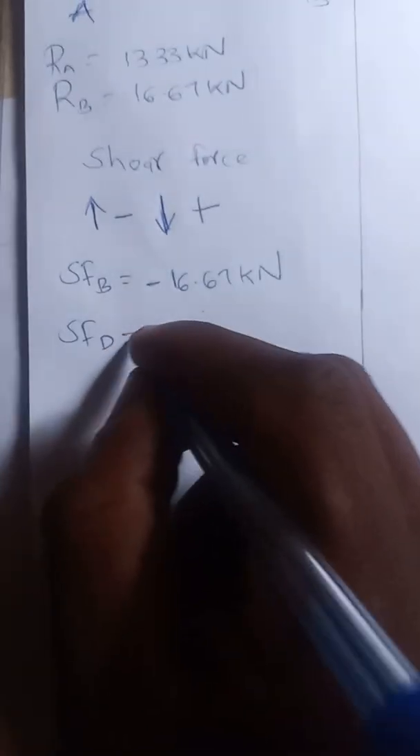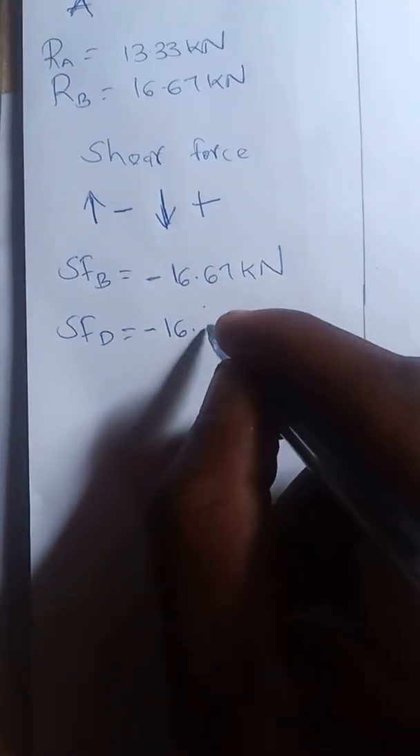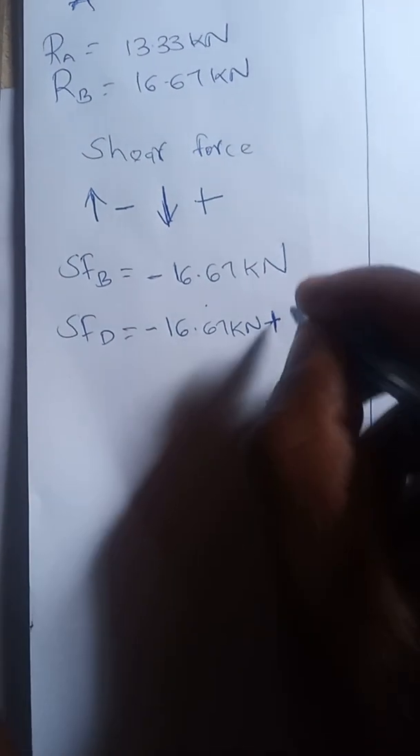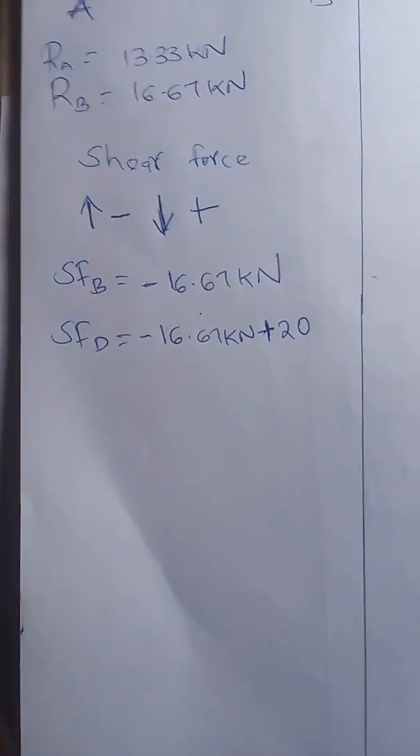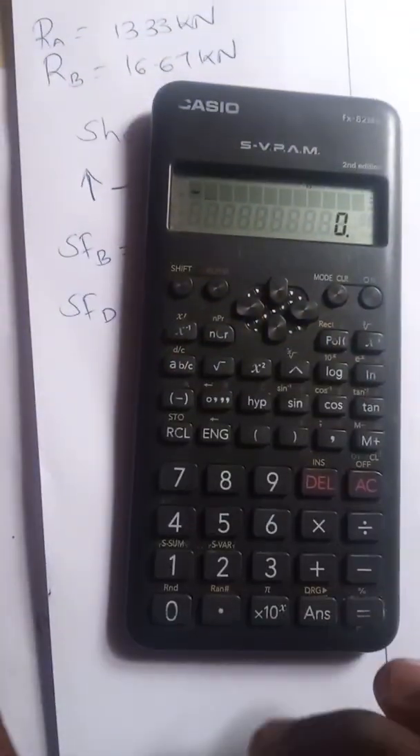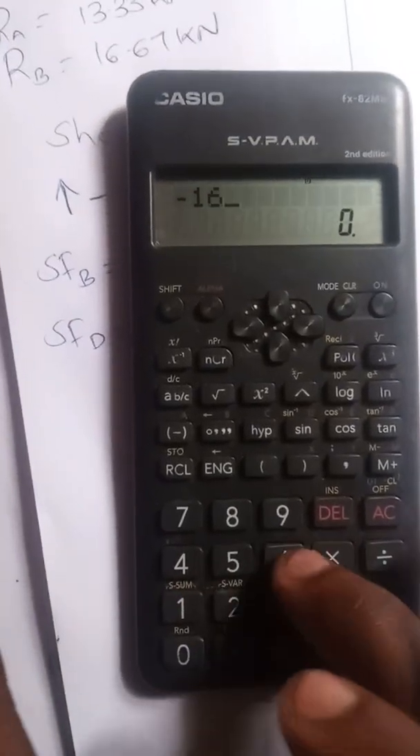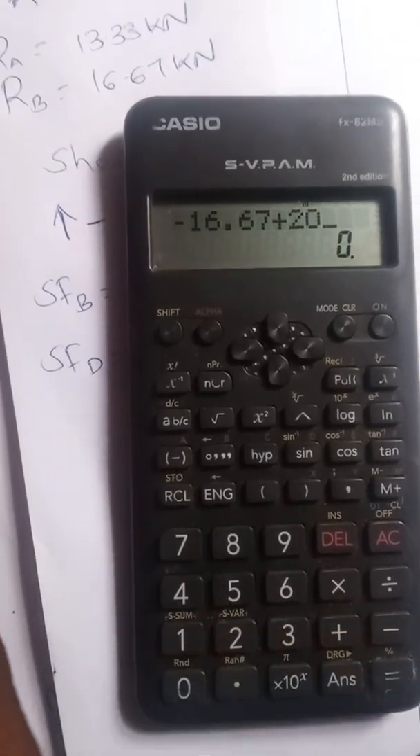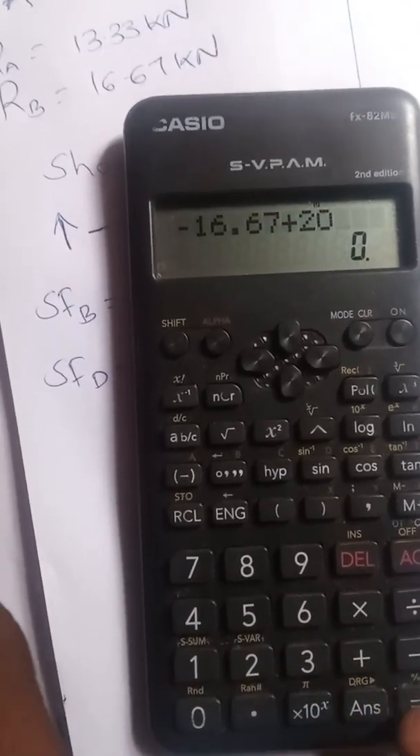Shear force at D is equal to negative 16.67 kilonewton plus the force at D, plus 20. So you can input that in your calculator: minus 16.67, then plus 20. You get 3.33 kilonewton.